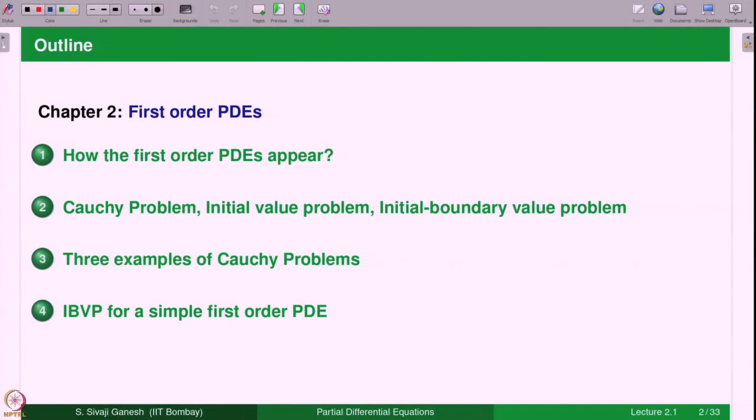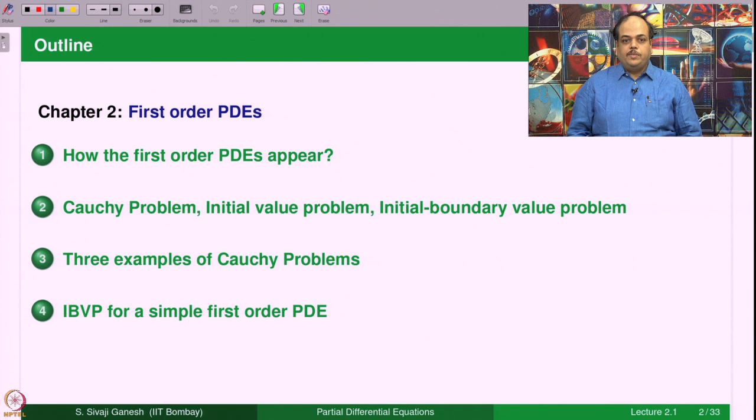Now, in today's lecture what we are going to discuss is how the first order PDEs appear, how they arise, and the Cauchy problem, initial value problem and initial boundary value problems, what are they, we will discuss briefly. So, the outline for today's lecture: the first point is how the first order PDEs appear. We will see two situations, one of them is going to be a physical situation and the other one is within mathematics, a mathematical situation. And then we define these terms Cauchy problem, initial boundary value problem for first order PDEs.